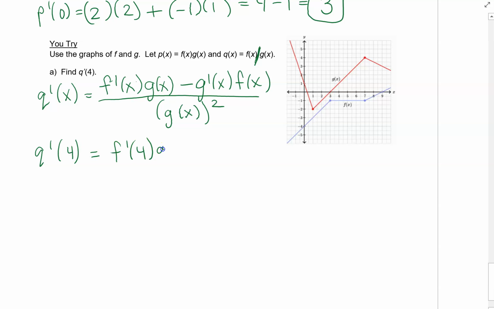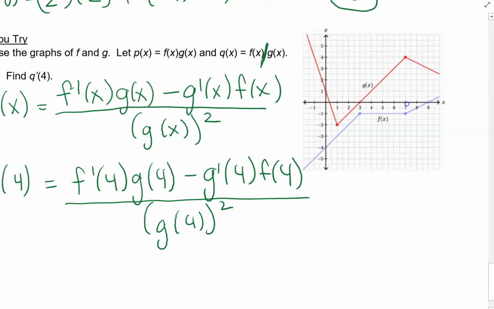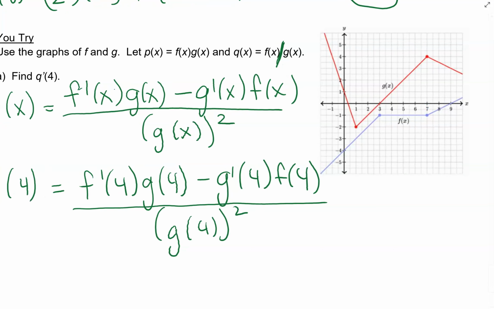So what would that be? That'd be f prime of 4 times g of 4 minus g prime of 4 times f of 4, all divided by g of 4 squared. How do I find these values? Well, I'm going to take it over here to the graph. Maybe I'll zoom in a little bit so we can see it a little clearer. So f prime of 4 would be the slope of f at 4. So I go over to 4. F is horizontal at that part, so the slope along that part is 0. So then f prime of 4 is 0.